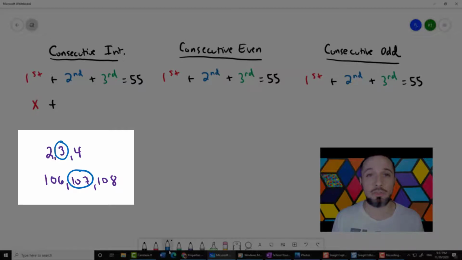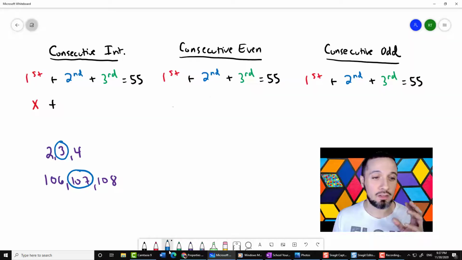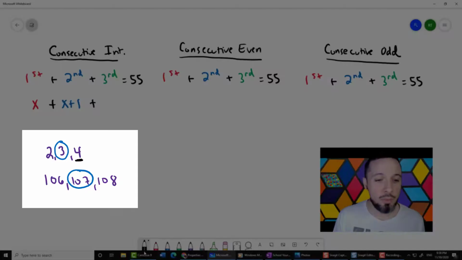In either case, doesn't matter which numbers you're looking at, the second number is always going to be 1 more than the first one. So then I would put down x plus 1 because it's 1 more than the first. And then looking at the last one, I ask myself, how much more is this third number compared to the first number? Same thing in the second situation.